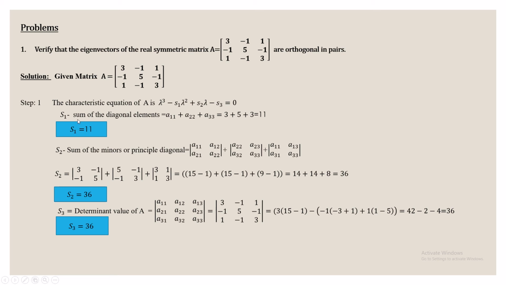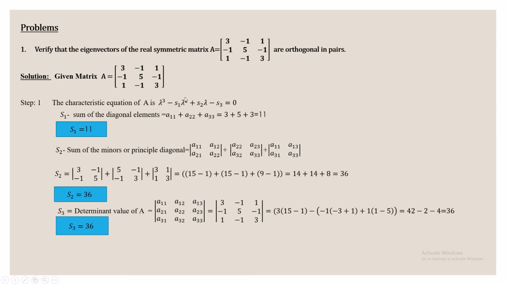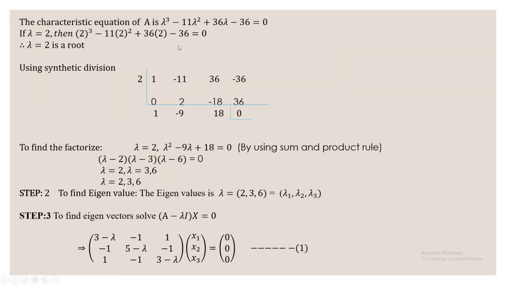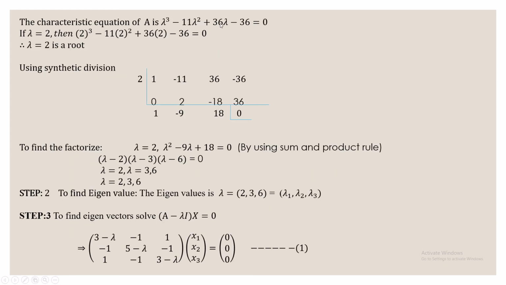Then you have found S1, S2, S3. You have to substitute the S1, S2, S3 values in your characteristic equation of A. You are going to substitute the corresponding S1 value, S2 value, S3 value here. The characteristic equation of A is equal to lambda cube minus S1, what is it, 11, put it over here. S2 is what, 36, put it over here. You will get like that.